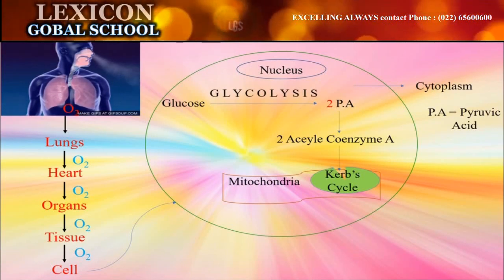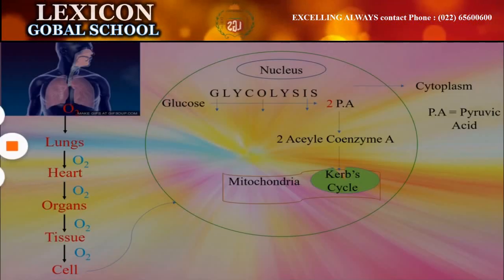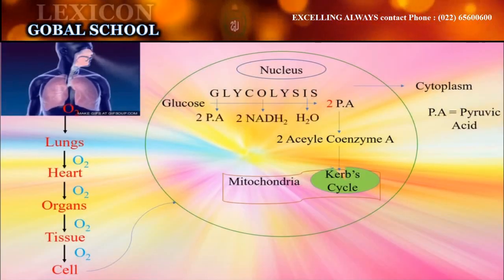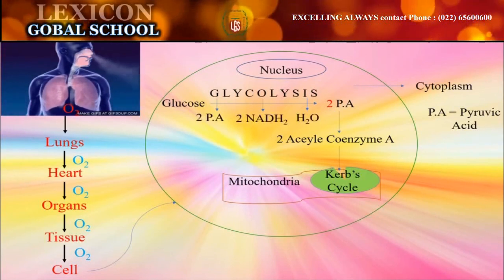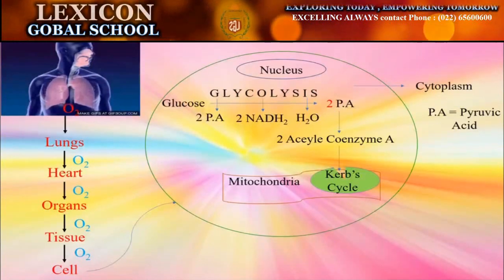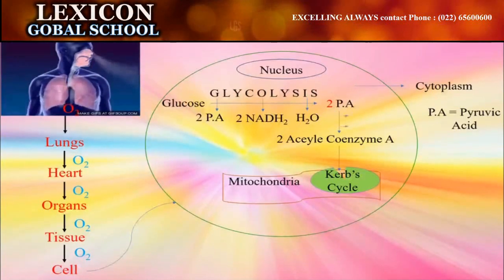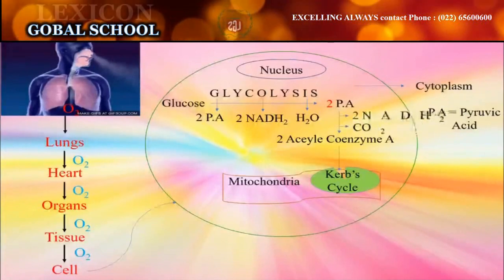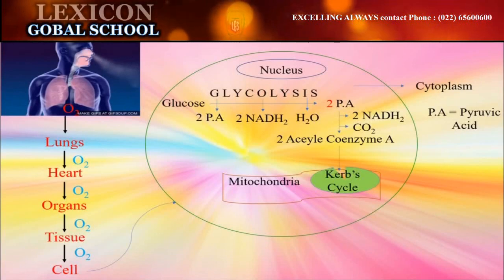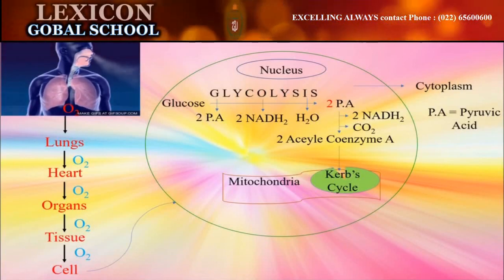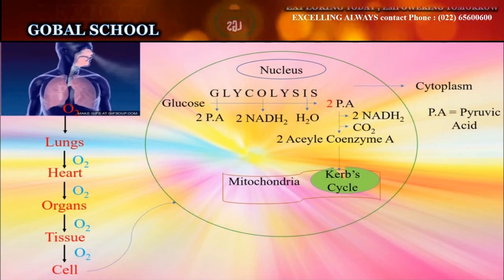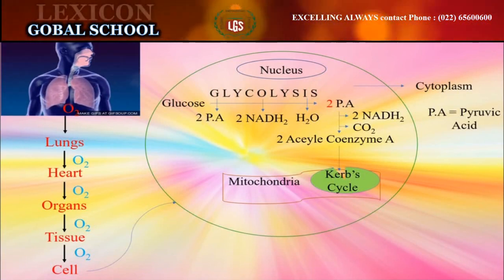Other than PAPA, we also have NADH2 molecules and water molecules. After that, when PAPA gets converted into acetyl coenzyme A, we are left with two byproducts, that is NADH2 and CO2. Now, what is NADH2 and FADH2? These molecules produce ATP molecules. So these are different forms of ATP, energy giving molecules to your body. Right?